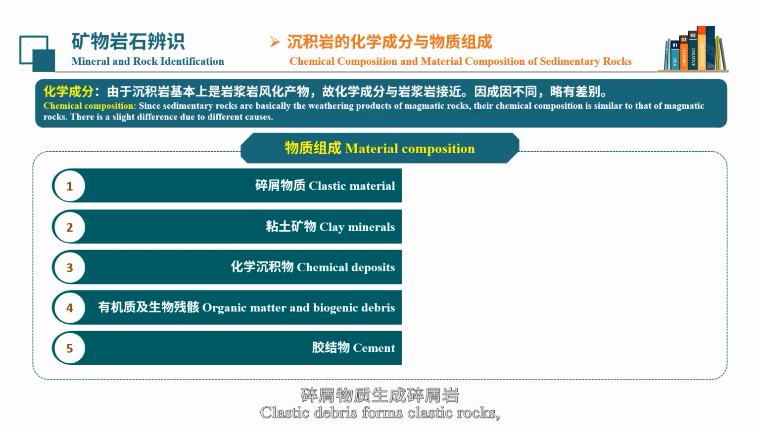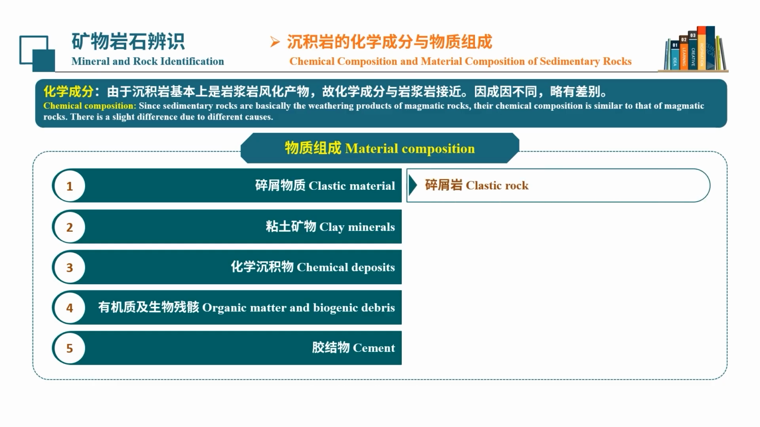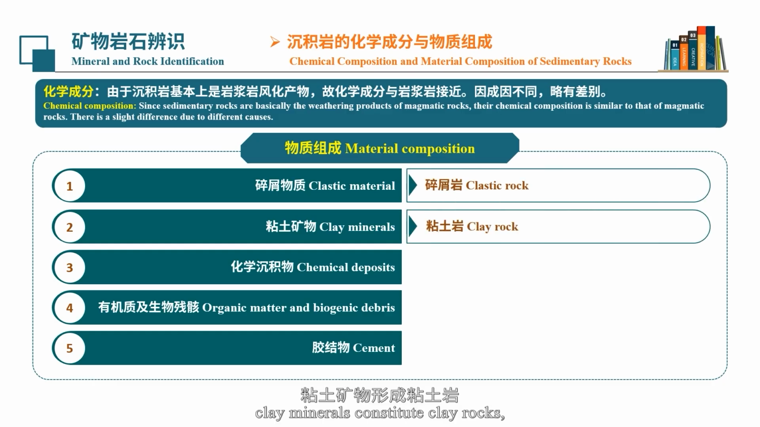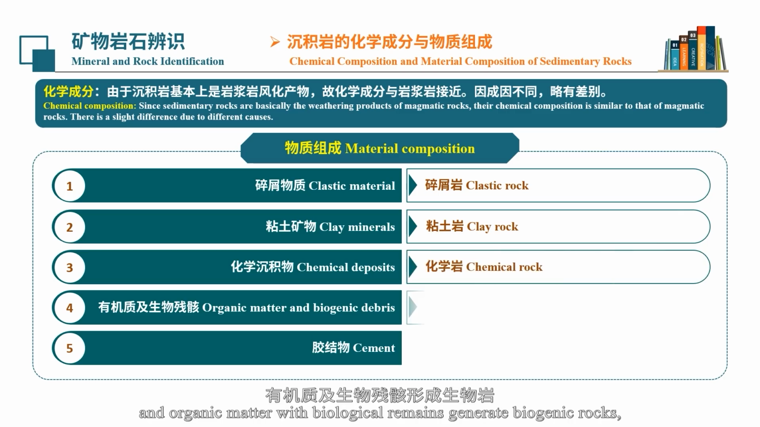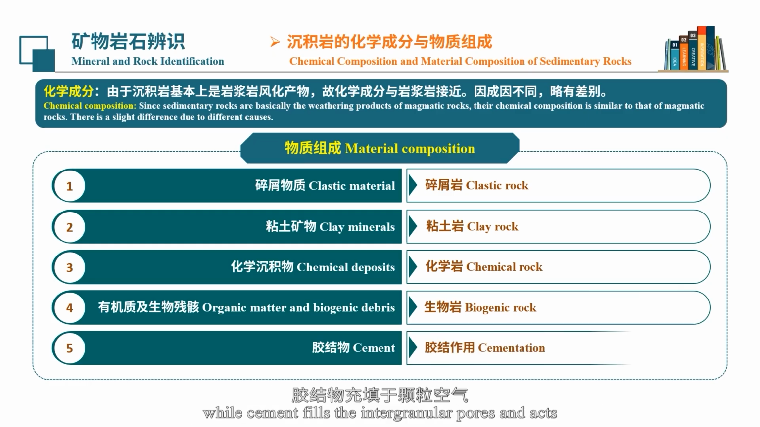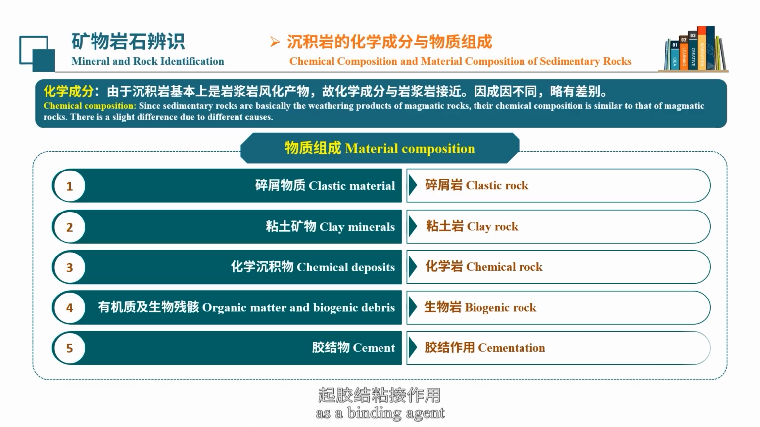Clastic debris forms clastic rocks. Clay minerals constitute clay rocks. Chemical precipitates form chemical rocks. And organic matter with biological remains generates biogenic rocks, while cement fills the intergranular pores and acts as a binding agent.